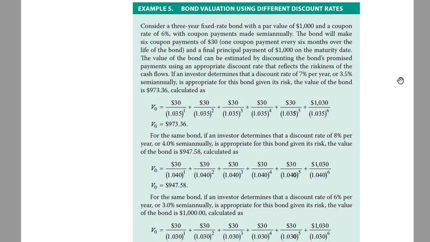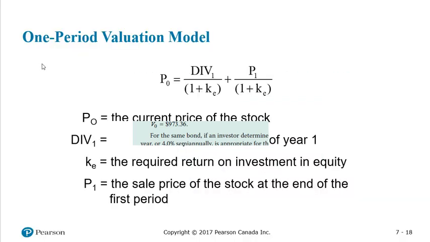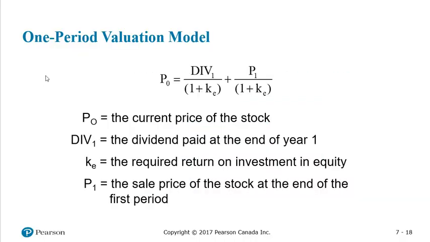Because 7% is higher than 6%. Okay, so that was just a quick review on the bond valuation using different discount rates. So skipping ahead a couple of slides now, we're looking at the one-period valuation model for stocks.